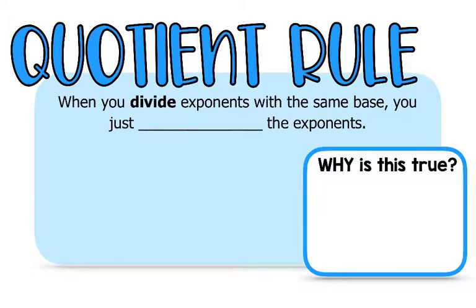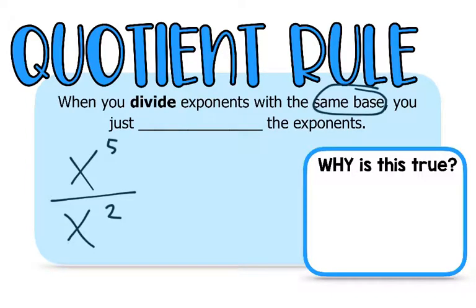Let's move on now and talk about the quotient rule. Quotient, that's when you divide two things. So this rule is applicable for when you have something like this: x to the 5th divided by x squared. Again, the important thing here is this. They have to have the same base.